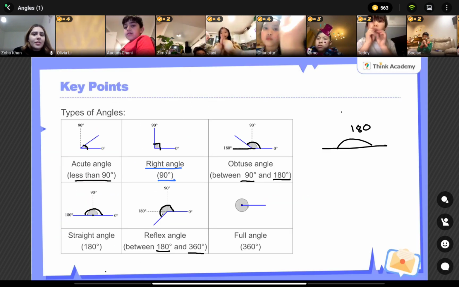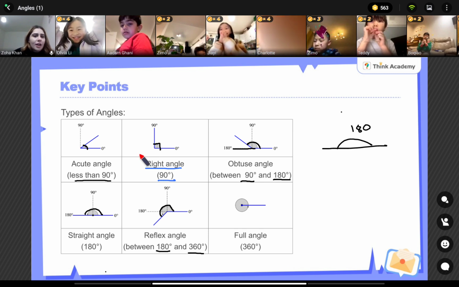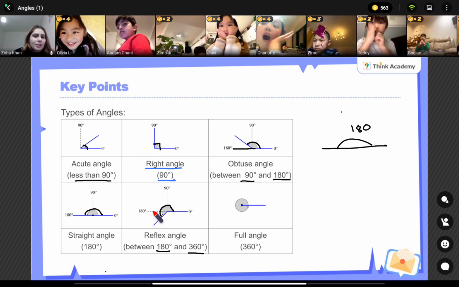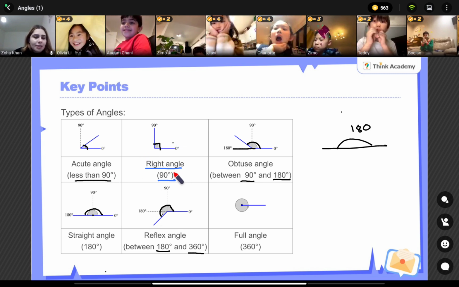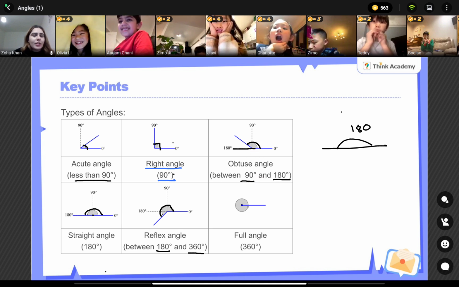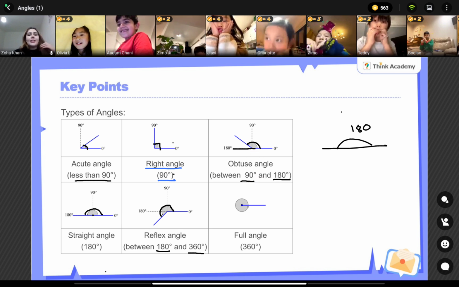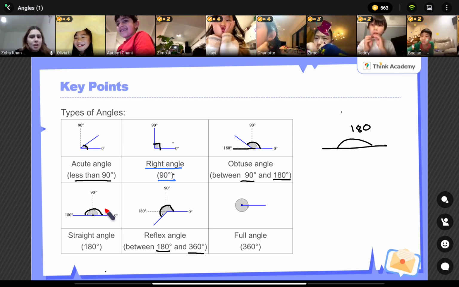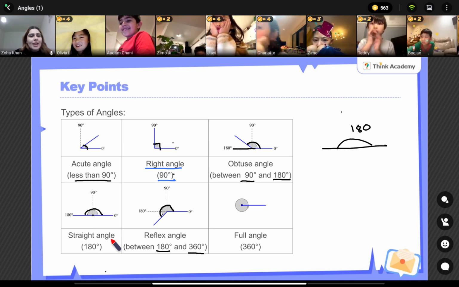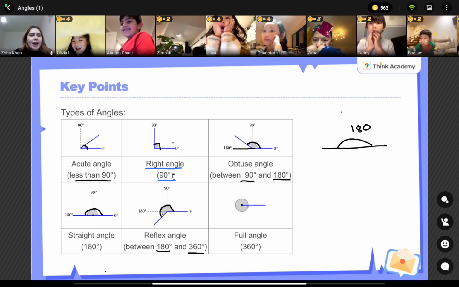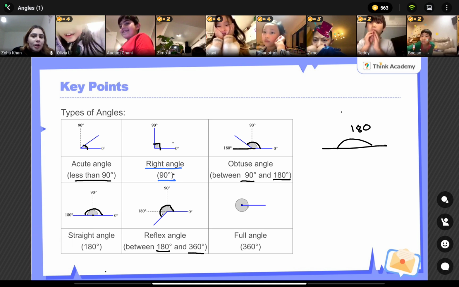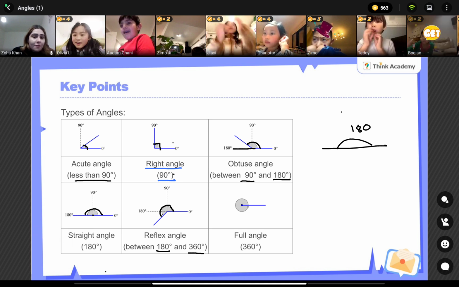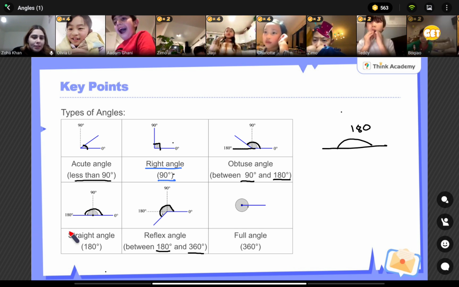And also remember, these are what the different angles mean. Acute angle is less than 90 degrees. Right angle is 90 degrees. Obtuse angle is an angle between 90 and 180 degrees. Straight line, straight angle is 180, and reflex angle is between 180 and 360. Remember, full angle is 360.